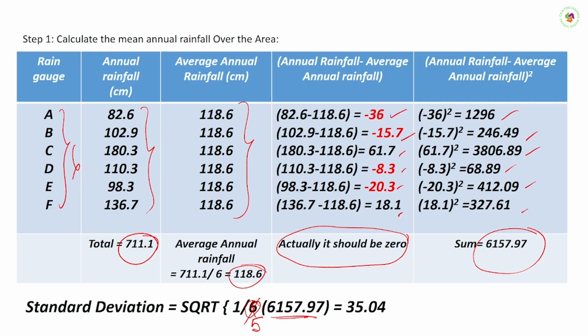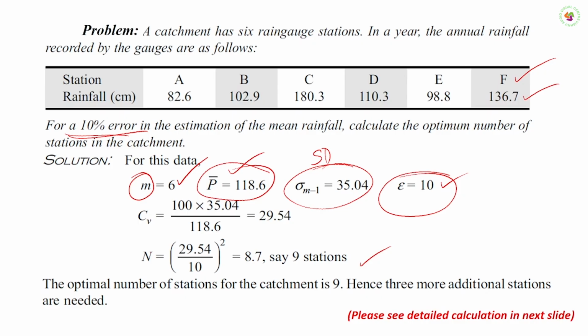It should be 5. So 1 by 5 into this much, because it is not m, it is m minus 1. So please remember: the square root of the sum of pi minus p bar whole square, divided by m minus 1. Here the total is 6, and 6 minus 1 is 5. So it should be 5, and that is what they have done here also. Please check it.